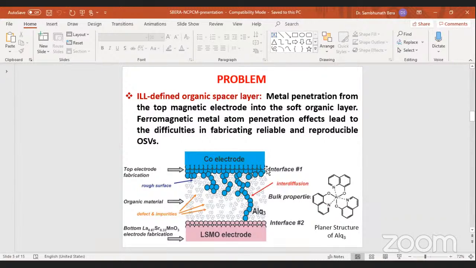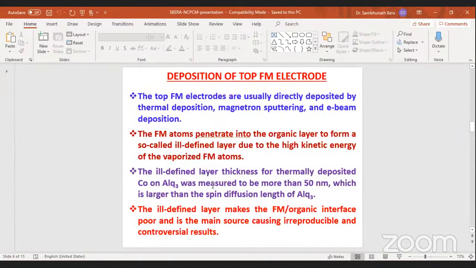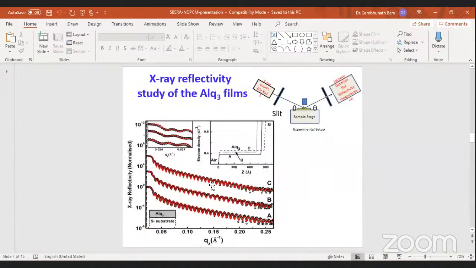So our interest is to study this interface, the ferromagnetic layer on organic semiconductor, and try to reduce this diffusion and accurately characterize how much the metal is diffusing, how deep, and whether we can improve the quality of this interface, that is, whether we can reduce the diffusion. I have already explained about this diffusion.